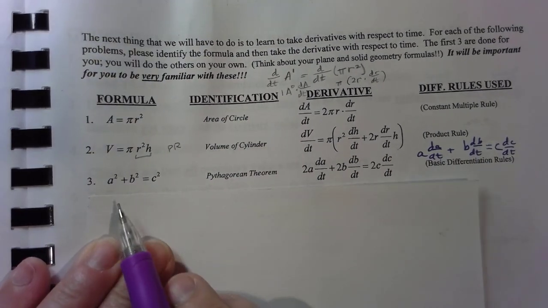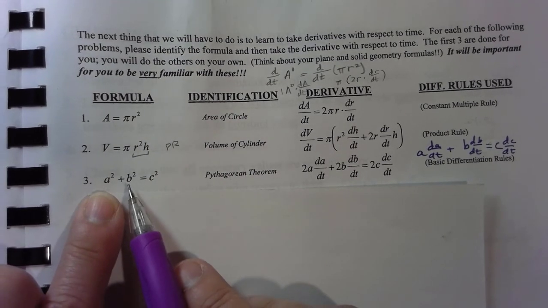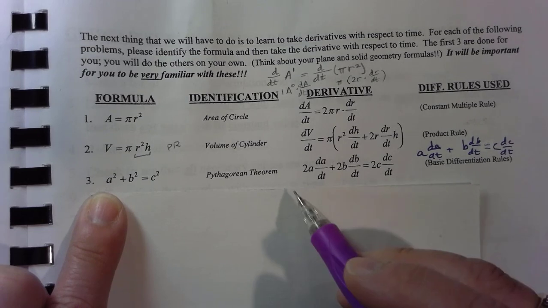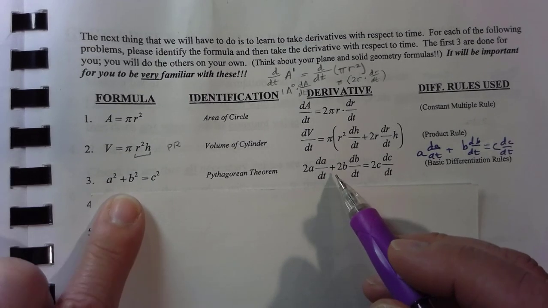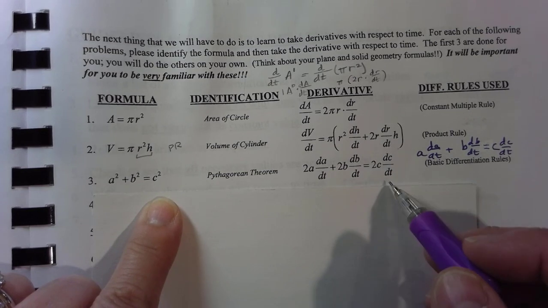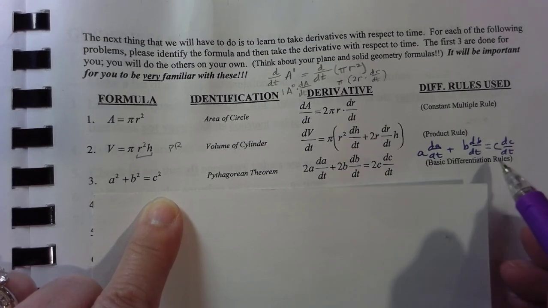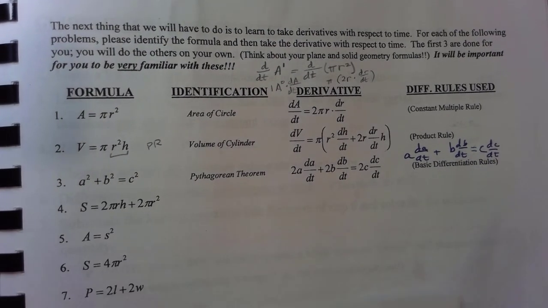All right, this is a squared plus b squared equals c squared. That's the Pythagorean theorem. Again, chain rule: 2a dA/dt plus 2b dB/dt equals 2c dC/dt. Notice that all terms are divisible by 2, so why not simplify that? So I leave the rest to you.